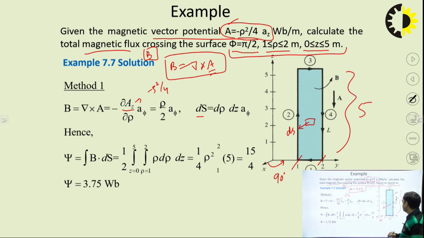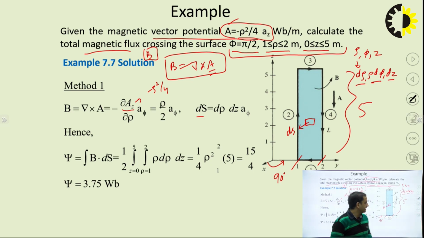Okay, so this surface is, because phi is constant, so d phi will not be there. So what is left? Three parameters are there: rho, phi and z. Corresponding to that we have d rho, rho d phi and dz. So these are the differential elements in the cylindrical coordinate system. Okay, so these are the elements.